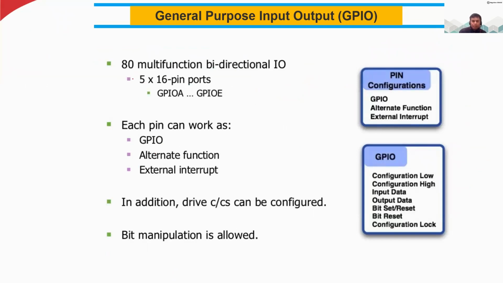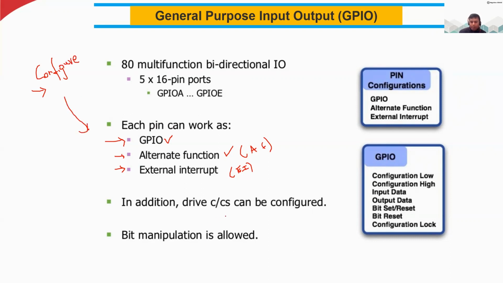Okay, so multifunction bidirectional IO. It has 16 pin ports, 5 times. And each pin can work as a GPIO, general purpose input output, or alternate function, AF, or external interrupt, EI. So we have two types of interrupt, internal interrupt and external interrupt. Anyway, you can configure the pin either in GPIO mode or AF mode or external interrupt mode. So as a user, you have all the possibilities in the microcontroller to set up, or maybe setup is not the correct word. Technically, we should call this configure. So we can configure the pin in any mode.